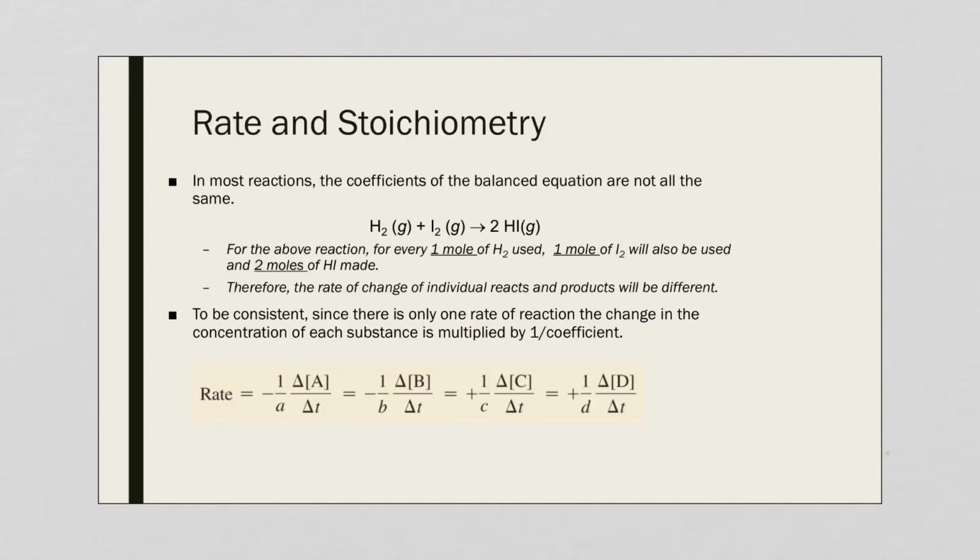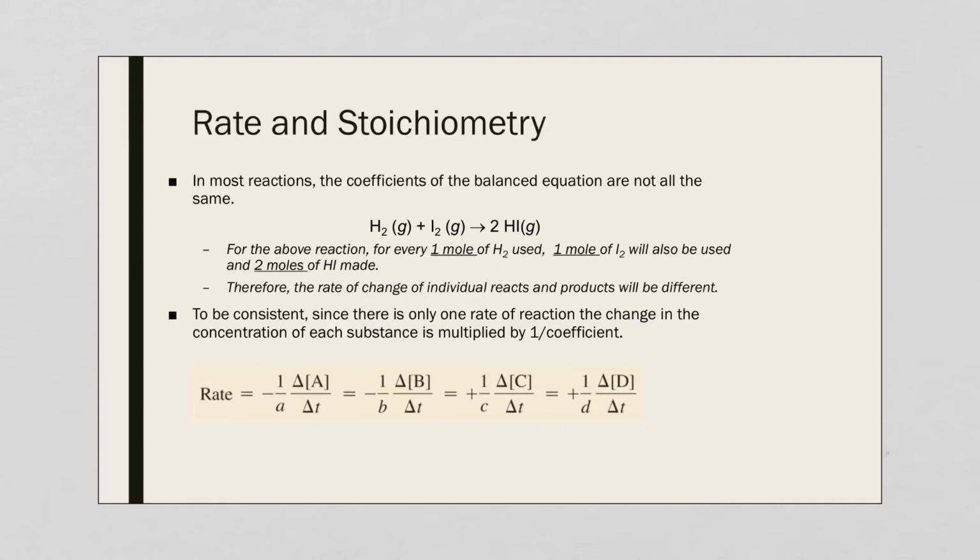Now, if we think about that, if I calculated the rate of change using H2, I would get one number. But if I did that using HI, I would get a different number because it's changing twice as fast. And so we have to think about that, and we have to account for that because there is only one reaction rate. It doesn't matter what we study, we shouldn't get a different rate for the reaction. The reaction is moving at some speed.